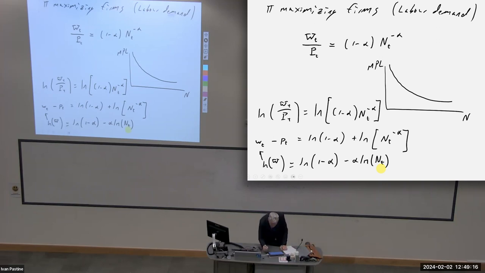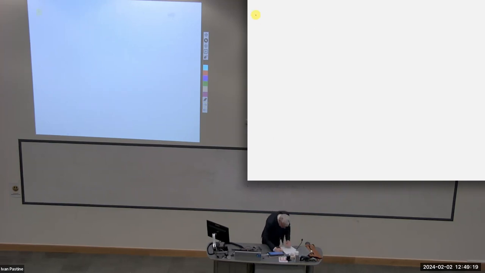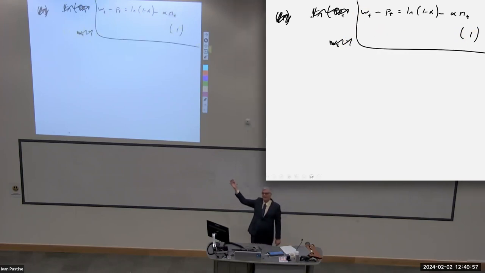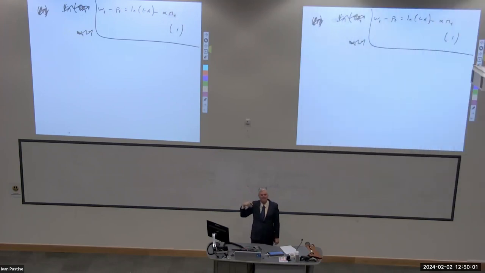And so this whole thing becomes, and this is our last bit for the day, and I'm going to call this equation 1. We're almost to 1, but we'll leave it there. This is little w_t minus little p_t equals ln of 1 minus alpha minus alpha times little n_t, right? This is the natural log of n. This is equation 1, and I will magnanimously let you go because it doesn't seem worth burning for.